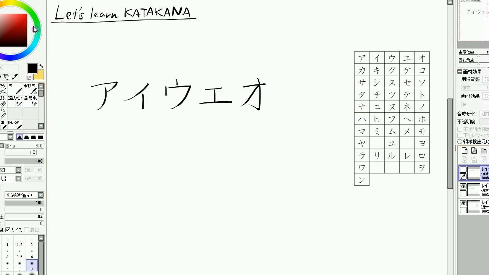Now, how do we read these katakanas? Here it is. Actually, these 5 are all vowels. So the first one is a. The second is i, u, e, o. A, i, u, e, o. And actually, these are all vowels we have in Japanese. Only 5. So it's very fewer than in English, I guess.